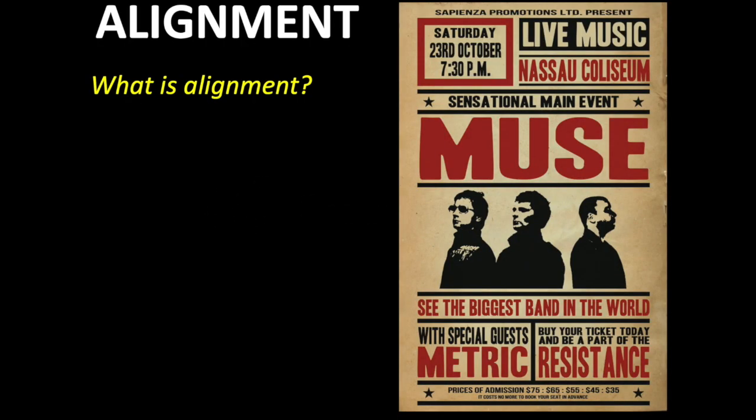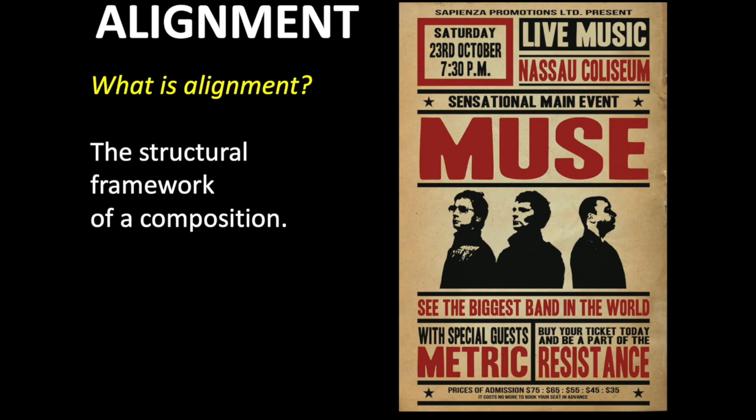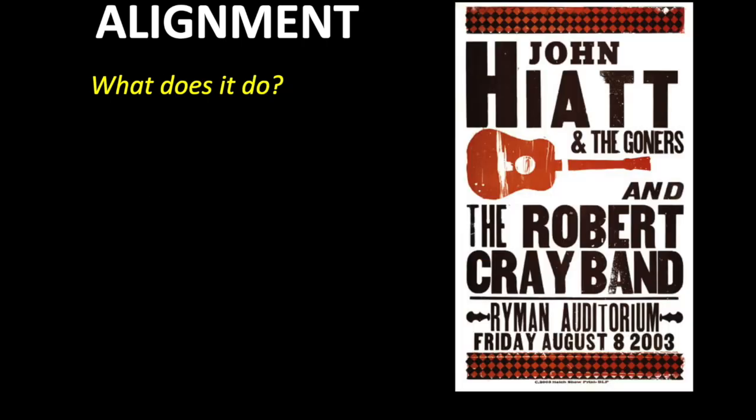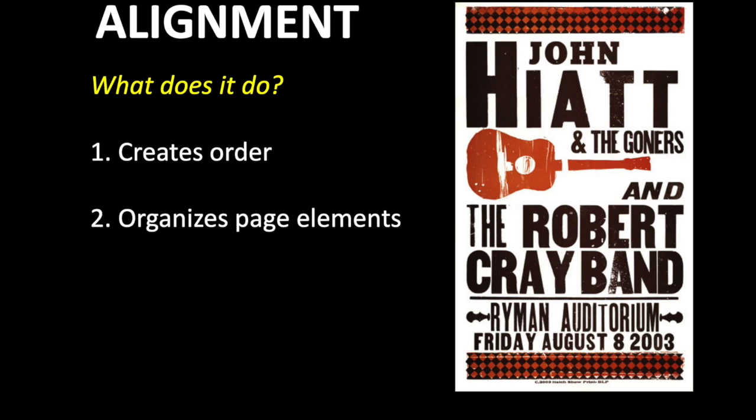All right, today we're going to talk about alignment. Okay, what is alignment? We're talking about alignment in relation to graphic design. It's the structure, the framework of a composition, okay? What it does is it creates order in the composition. It organizes the different elements, whether it's text, images, borders, or anything graphic. And you can also group things together by aligning them.